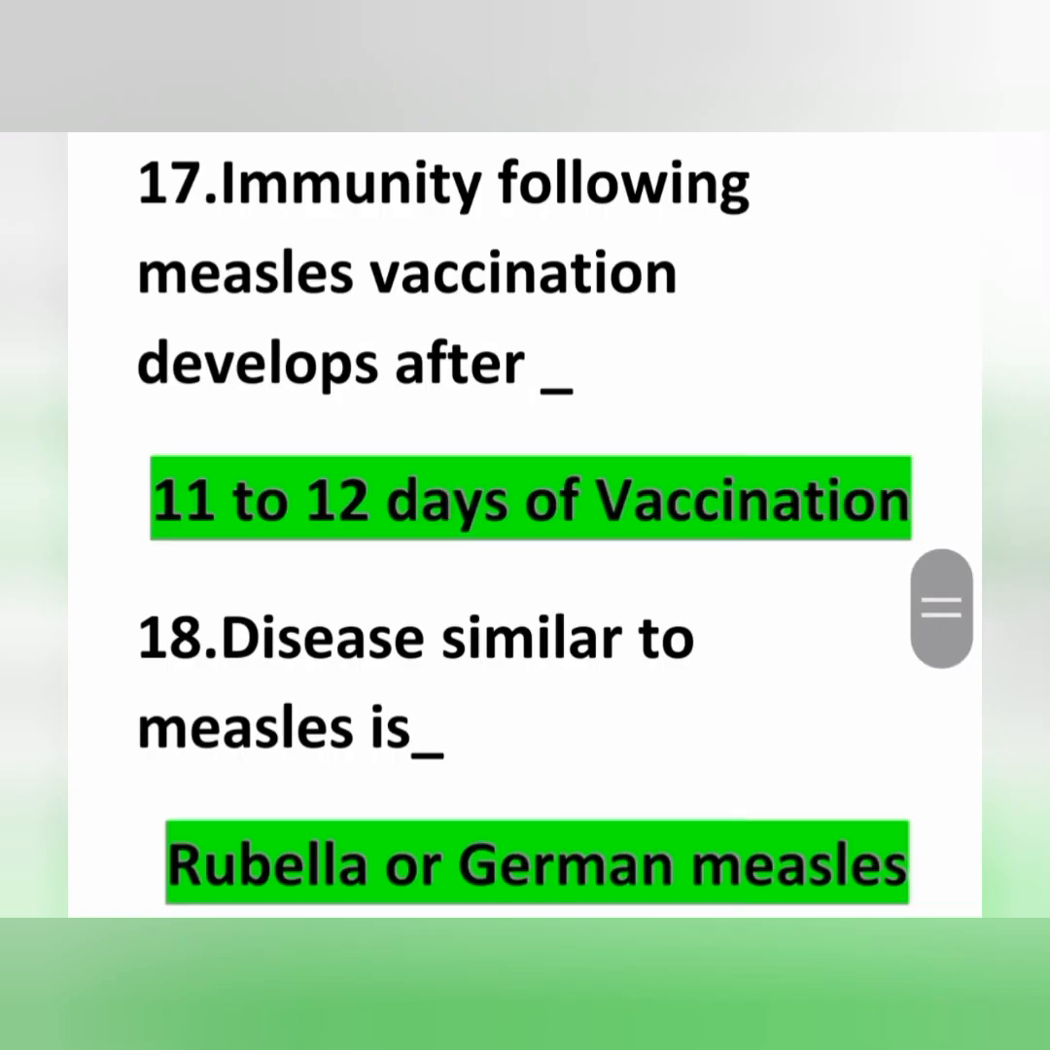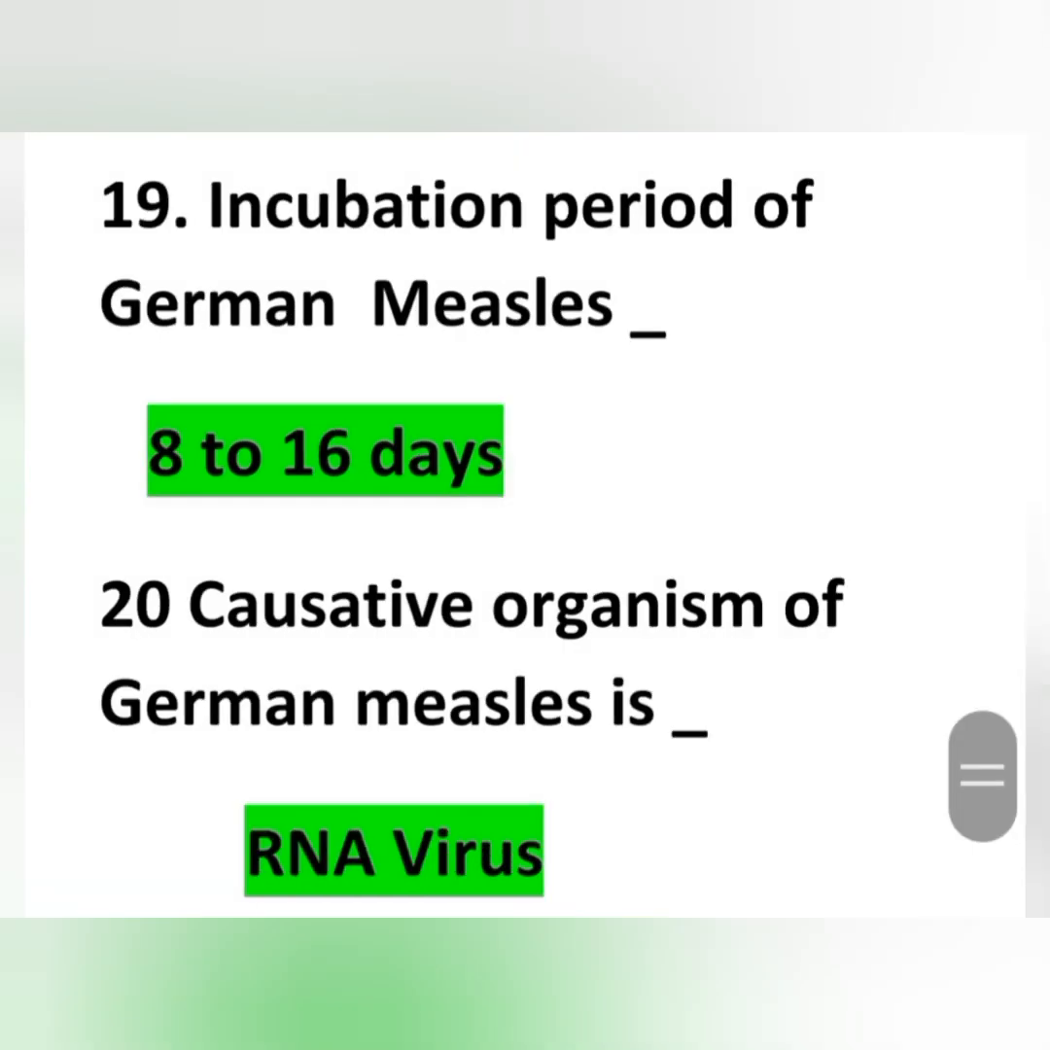And the immunity following measles vaccination develops after 11 to 12 days of vaccination. And the disease similar to measles is rubella or German measles. And the incubation period is also the same, that is 8 to 16 days. And the causative organism of German measles is an RNA virus.